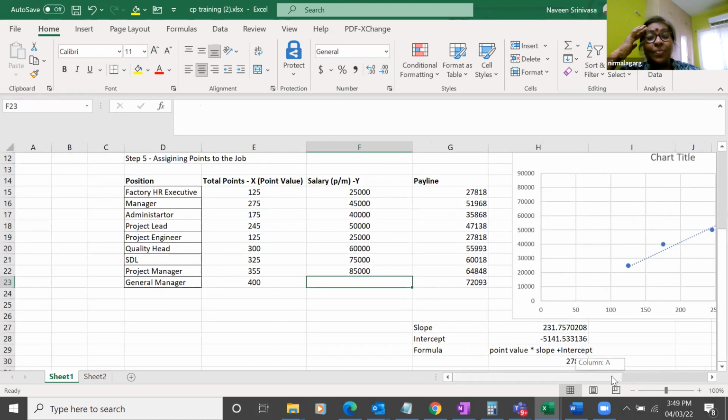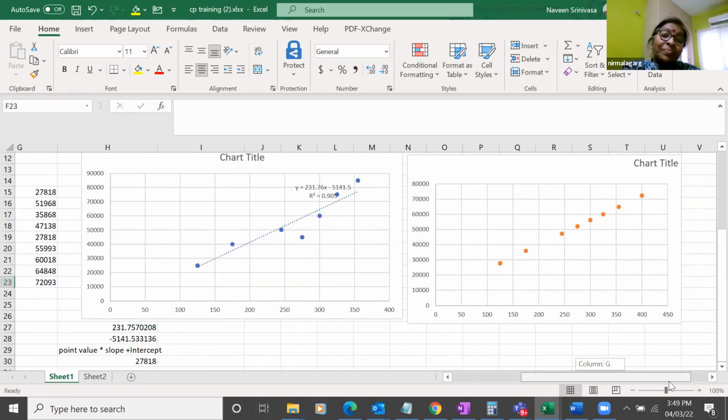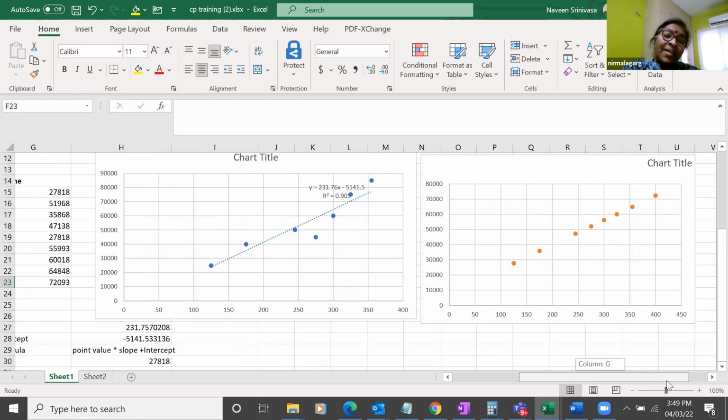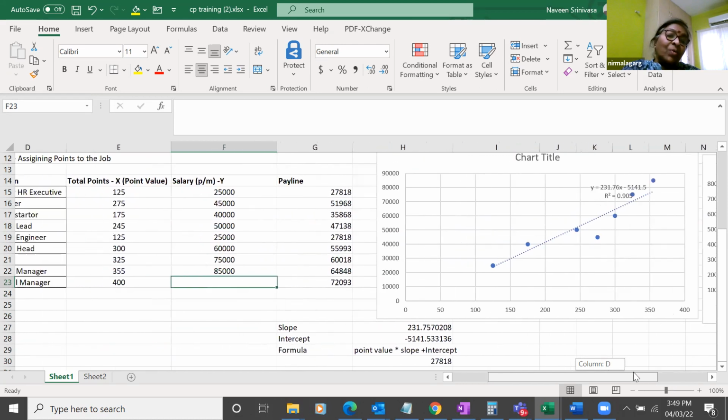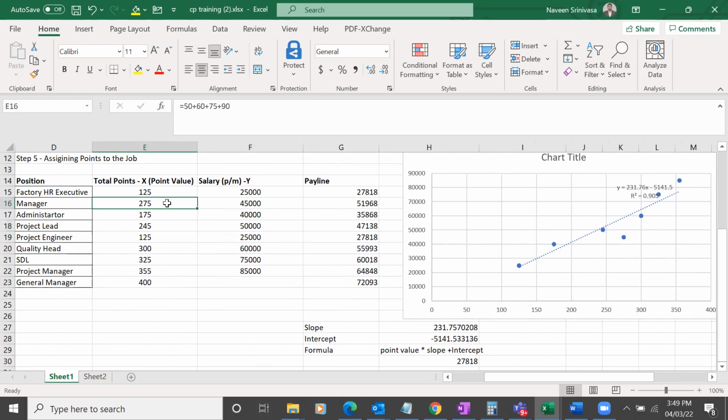Regression is 90%. That means, see, have you seen the position? Your positions have also changed. Again, there is a position which is 250, 260, which is getting higher points, but it is getting lesser salary. Let me see, what is that? 260. Where is it? Something 245 is 50. 275 might be. You are 45. That is 275.